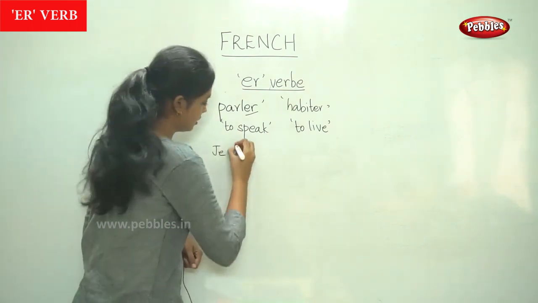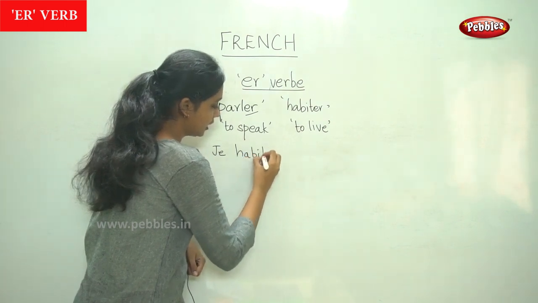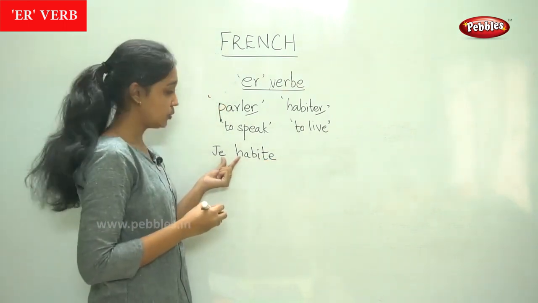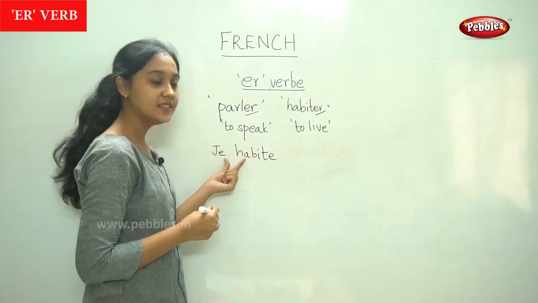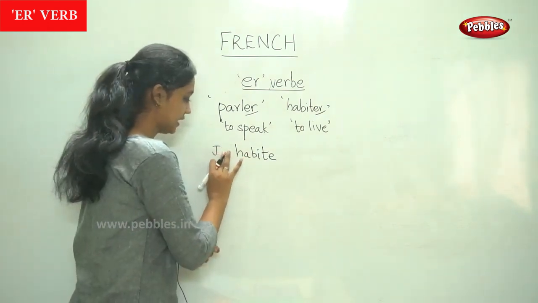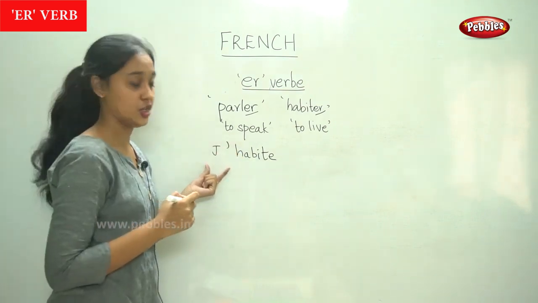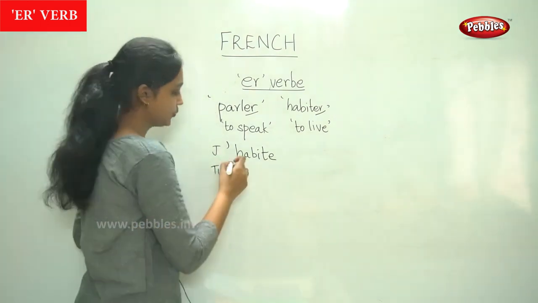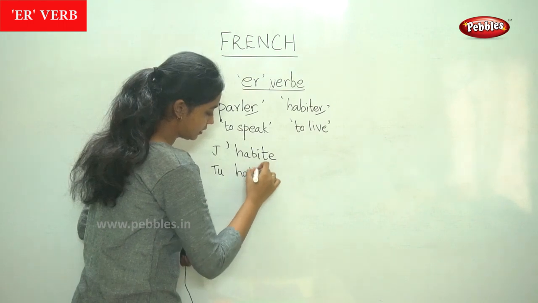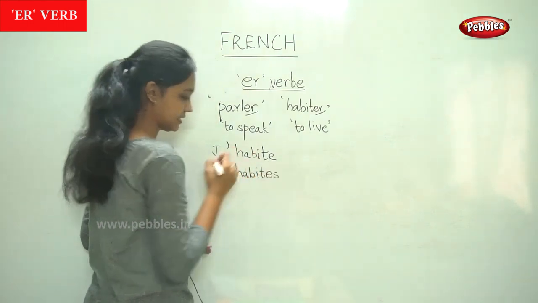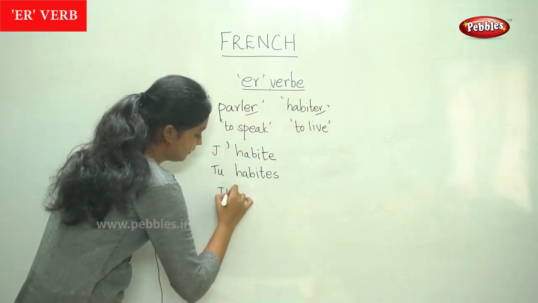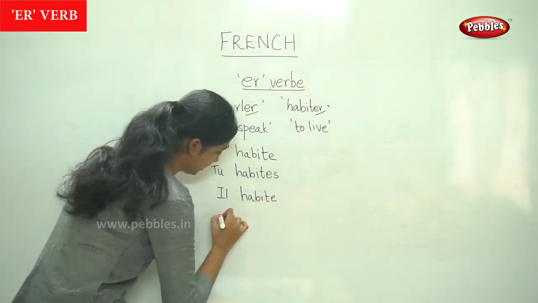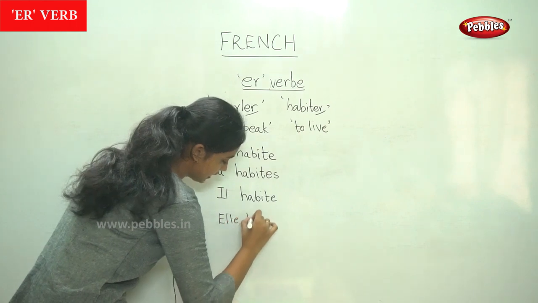Je. We remove ER and add E. However, here we can see that there is a vowel clash, and you know what to do. We replace E with an apostrophe. J'habite. Then for tu, habites, we add ES. For il, we add E. For elle also, the ending is the same.